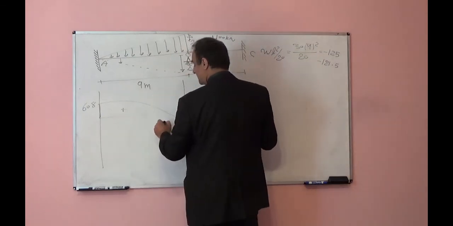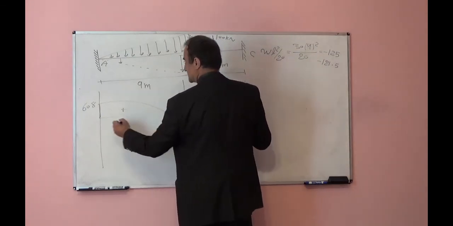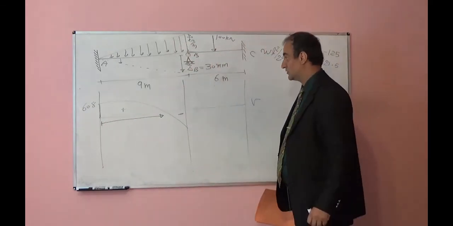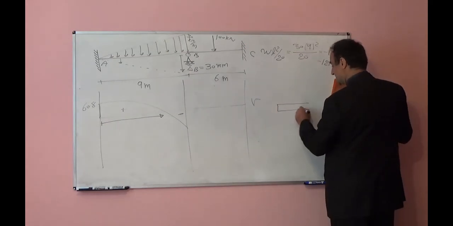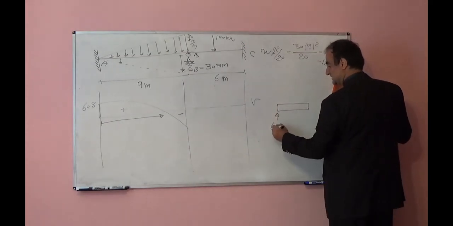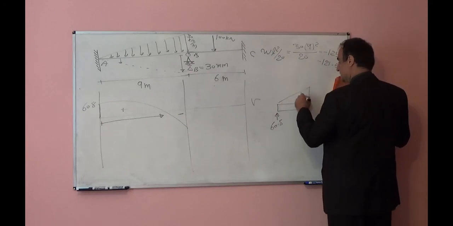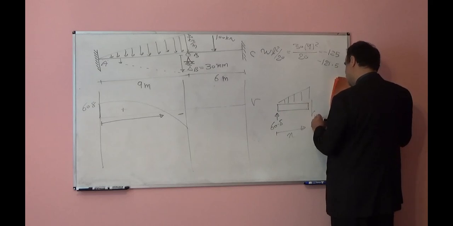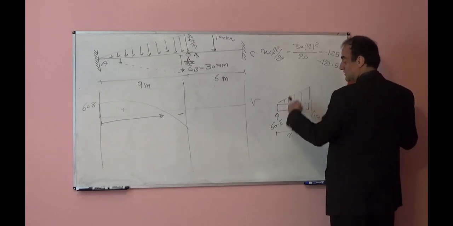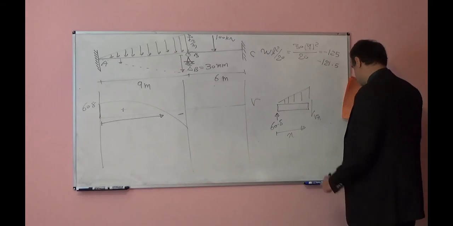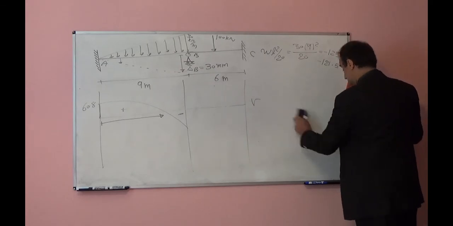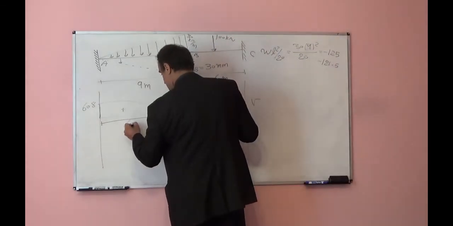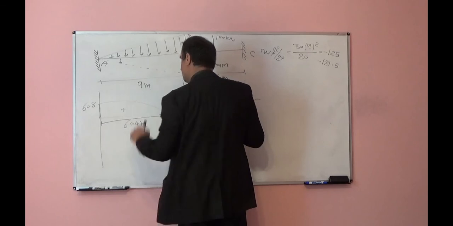If you cut at one point, write summation of forces in the vertical direction equal to 0. If you cut and show the free body diagram, something like this, 60.8, this is X and this is Vx. If you write summation of forces in the vertical direction, put Vx equal to 0. You can find the location where it is equal to 0. That will be 6.04 meter from the left support.